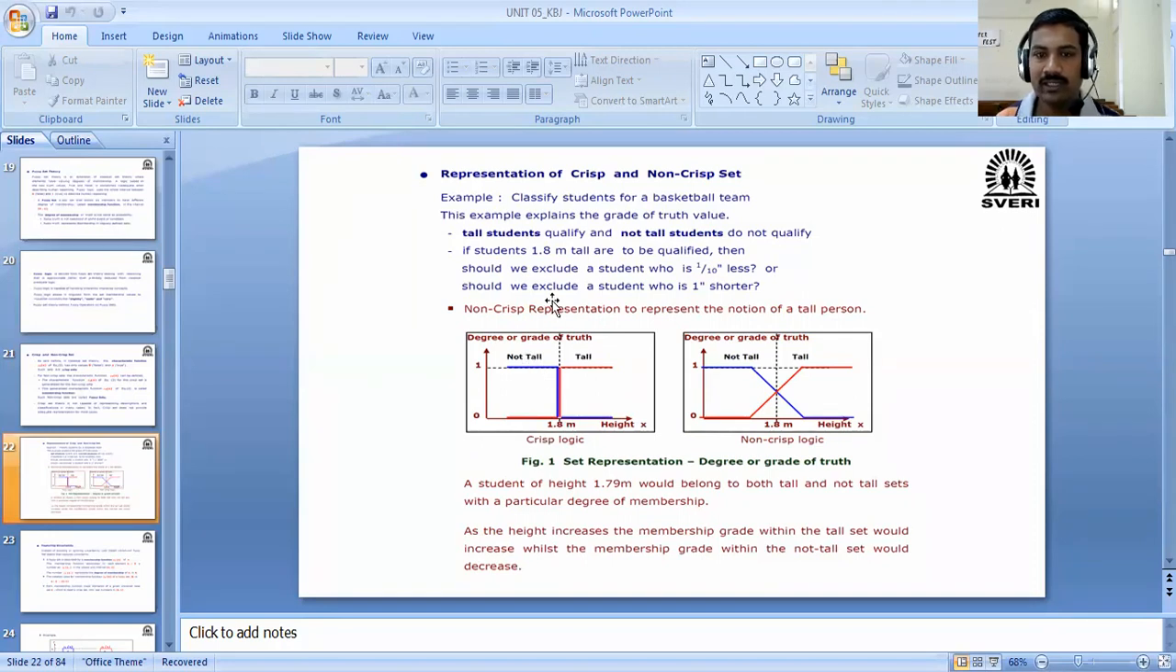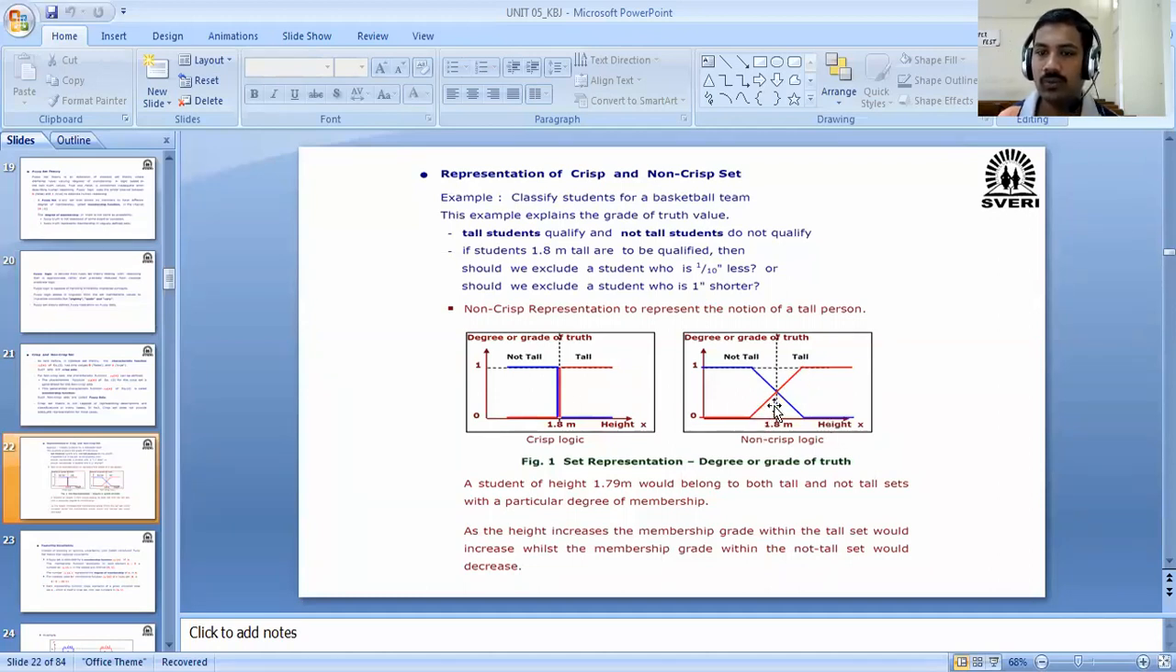ओके, म्हणजे त्या ठिकाणी मग अशी कंडिशन आहे का, 1/10 इंच जर लहान असेल तर त्याला क्वालिफाय करायचं, 1 इंच असेल तर त्याला क्वालिफाय करायचं. In crisp logic we cannot define that. ओके, त्या क्रिस्प लॉजिक मध्ये आपण डिफाईन करू शकत नाही. But in non-crisp you can see here it is gradually increasing and gradually decreasing.